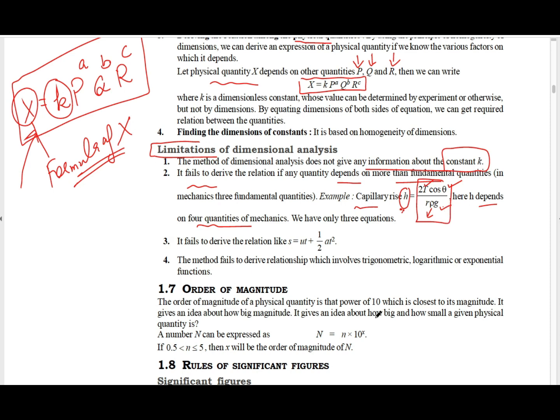Similarly, it also fails to derive this relation, because in the motion equation s is equal to ut plus half at square, you can see that here a, that is acceleration, again is a derived quantity, so we cannot derive this equation.